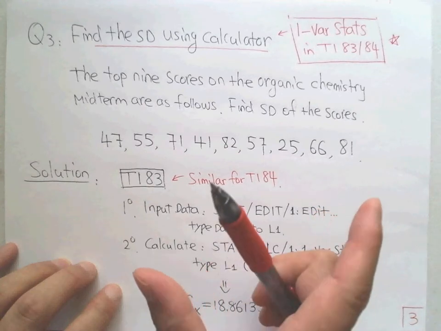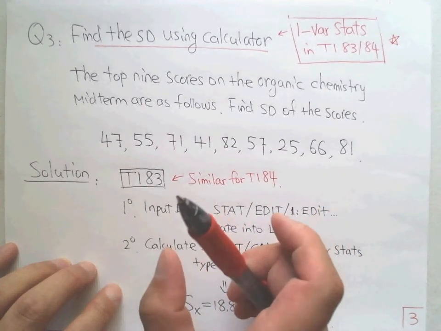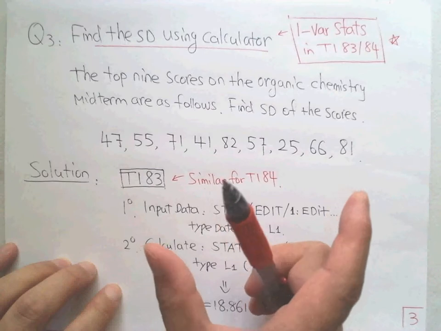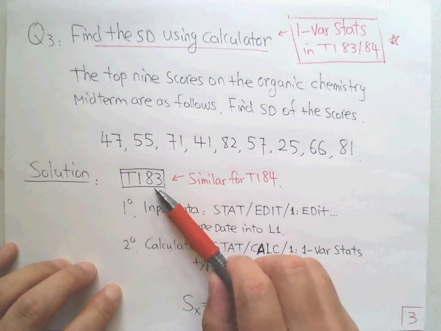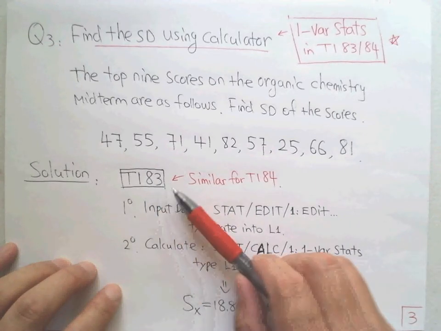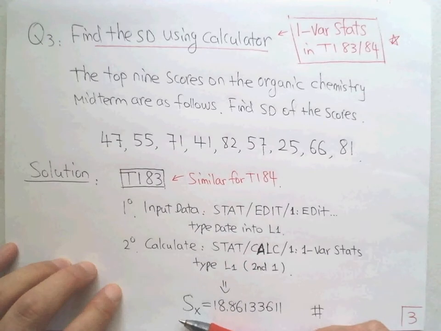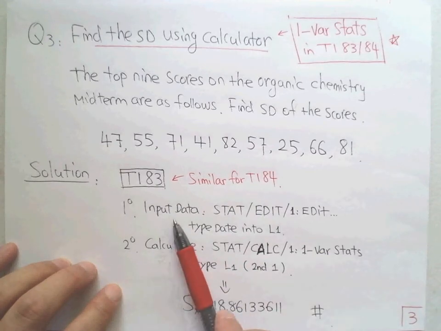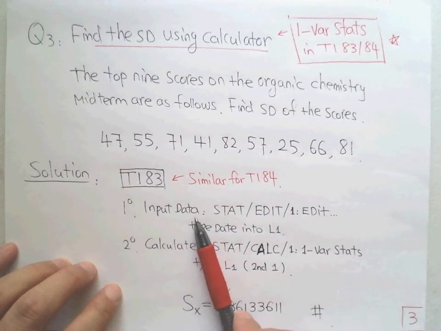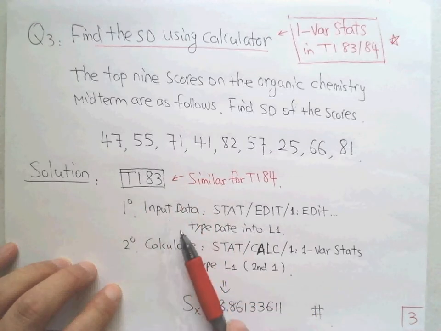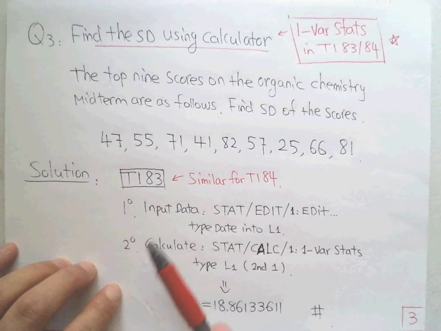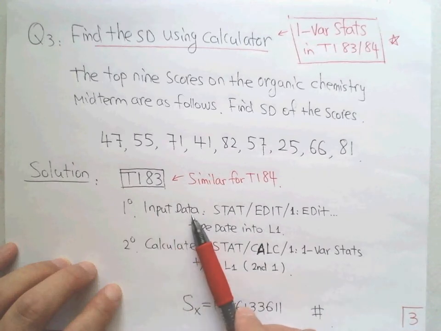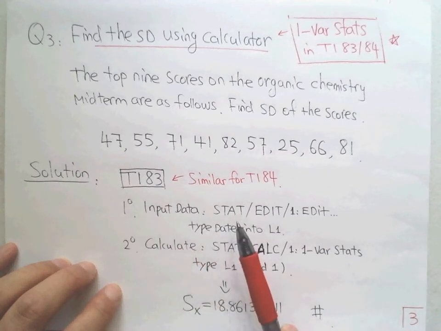What is the definition of standard deviation? It means error, or we say it is the average distance of the data to the mean. How to find it? I use the Texas Instrument 83 to show you 2 steps to find the standard deviation. The first step, input the data. I use the 83, but if you have the 84, it's similar. Don't worry, it's similar for the 84.